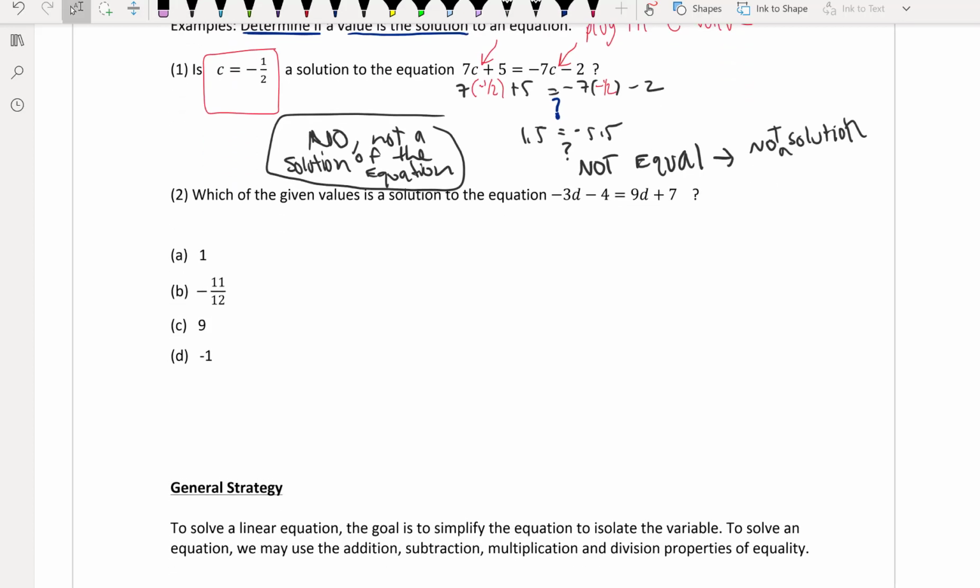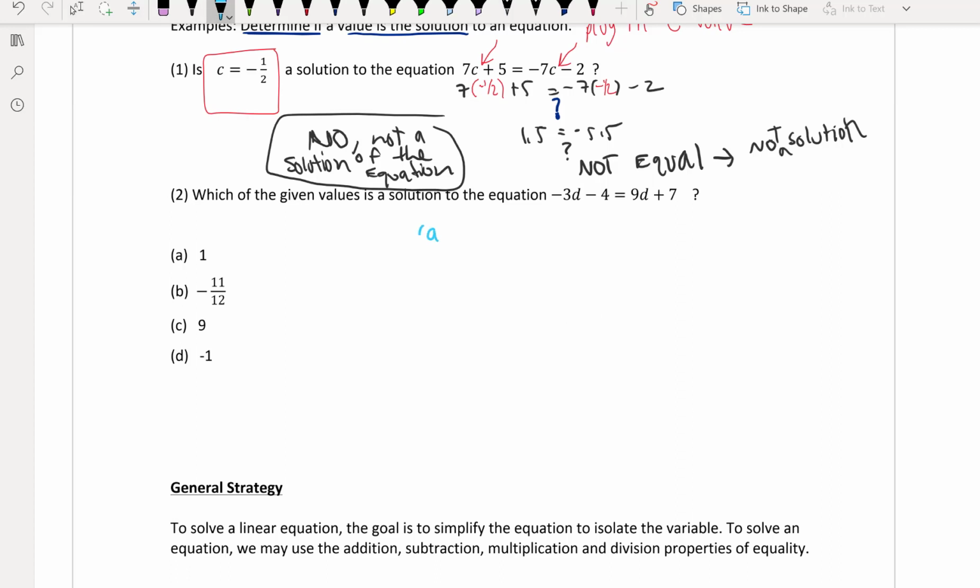It says, which of the given values is a solution to the equation? So here we want to know whether or not, if we plug 1 in, or negative 11/12, or 9, or negative 1 into the equation, whether or not that's going to be a solution. Is it going to be equal, or is it not going to be equal? Well, we already saw what's not going to be equal, meaning that it's not a solution, so both sides are not the same. So let's go ahead and start plugging in these values.